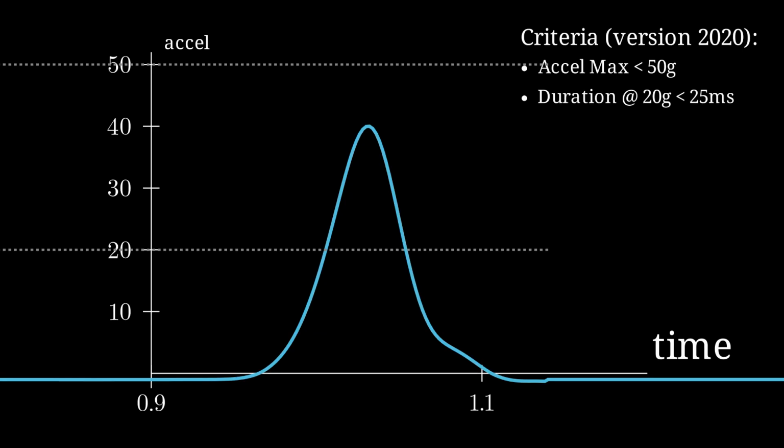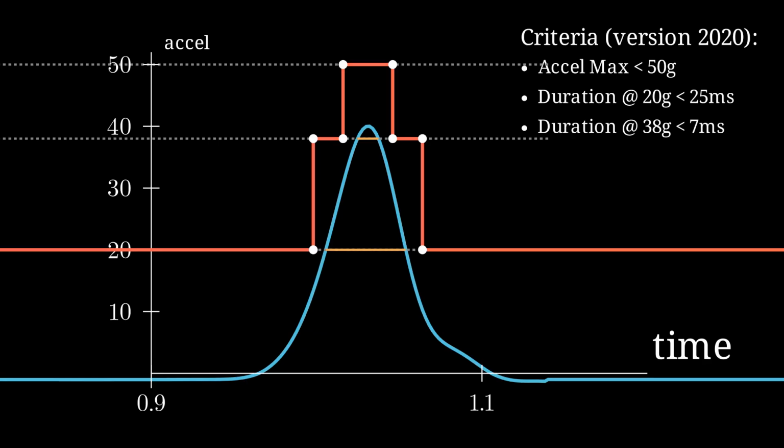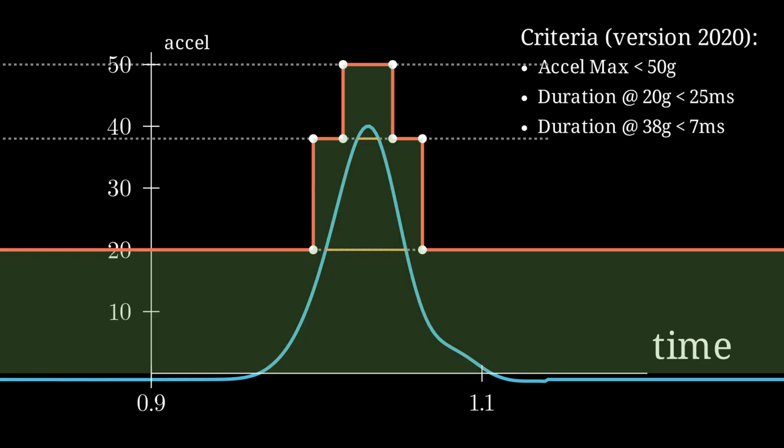We will also look at the duration above 20 g to be less than 25 milliseconds. In this case, 24.2 milliseconds at 20 g. The duration above 38 g should be less than 7 milliseconds. These three rules together delimit a border, and the acceleration curve should be completely below this line, in this green area.